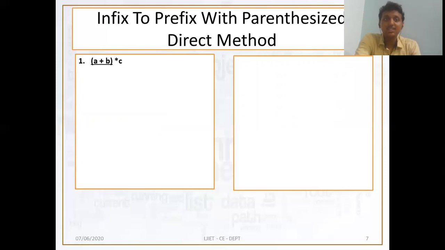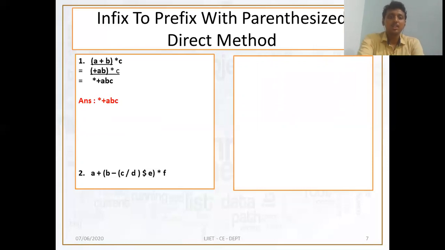Here, A plus B star C. But A plus B are in the bracket. So we need to solve the bracket first. Okay, right. So solve it. It becomes plus AB star C. Okay. Next is star plus ABC. Combine plus AB and C together, put star before it, it becomes star plus ABC.